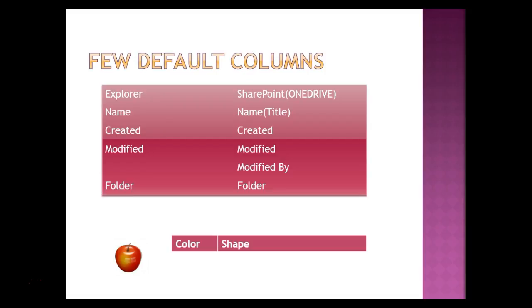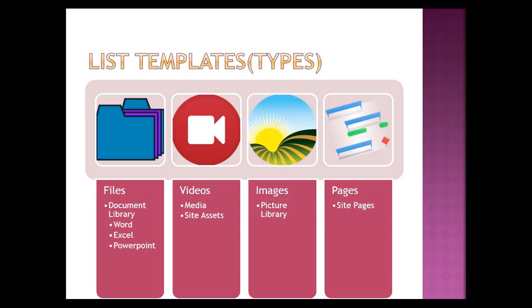In the real world example, when you see an apple, it definitely has a color and a shape. So you can store the fruits information in a fruit table with details like the name or title followed by the color and shape. Coming to the list templates.